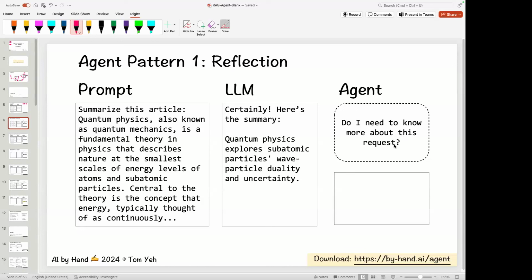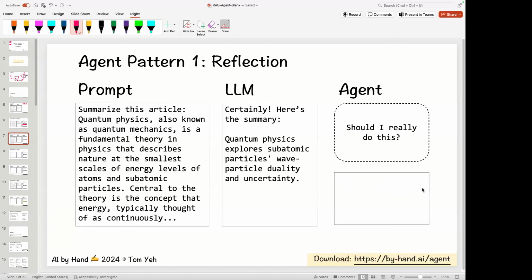His questions are really shallow, so he'll be able to think harder about this. For instance, in this case, the agent, instead of just responding with a summary, will say, do I really need to know more about this request before I answer? Okay, I think I do have to ask a question. So instead of responding with a summary, it'll say something like, how many words of this summary do you want me to generate? If the agent does that instead of just generating a summary, that is one pattern of being an agent.